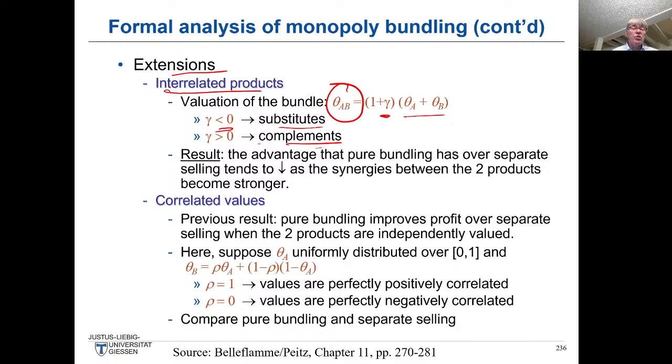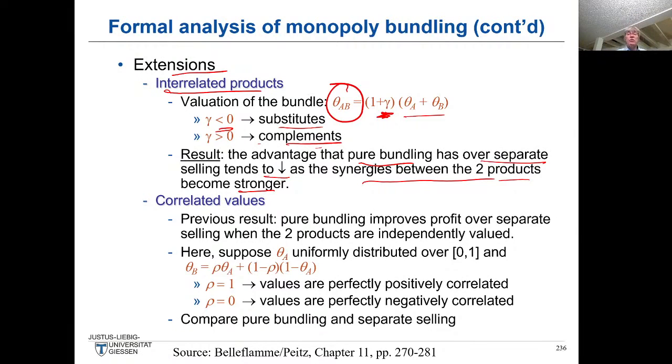The result here, which we don't want to derive, is that the advantage of pure bundling over separate selling tends to decrease as the synergies between the two products become stronger. What does this mean? Suppose gamma is very high and very positive, then anyone will buy both products anyway, so it doesn't matter whether you sell them as a bundle or not. That's simply the point here.